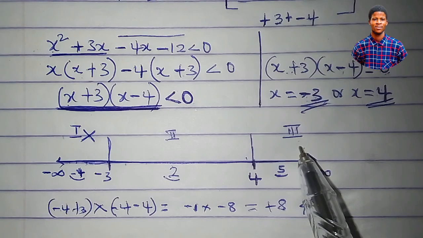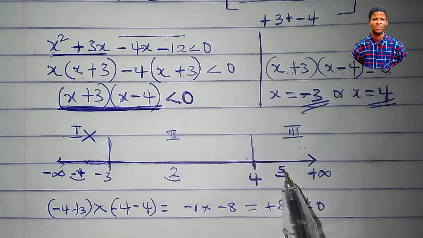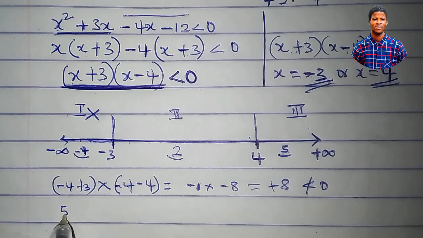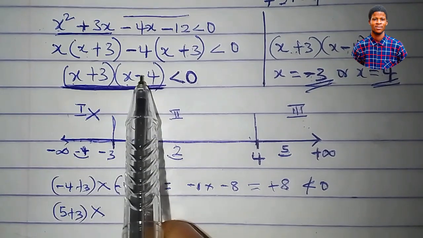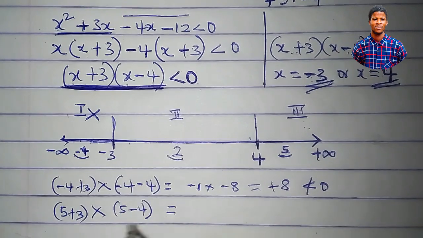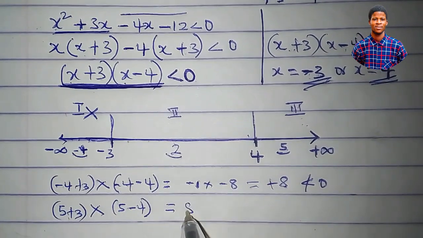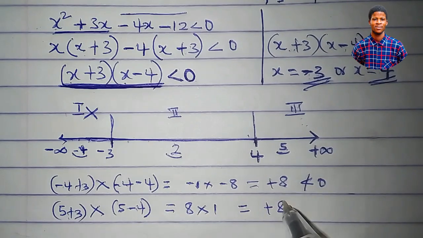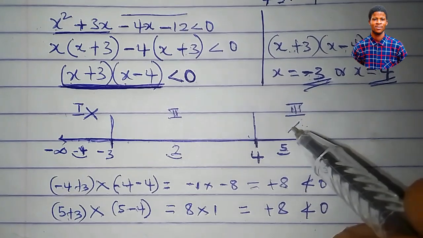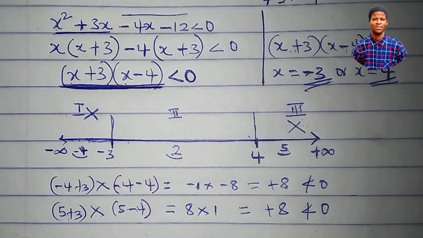Let's go to region 3. I'm using this value now, 5. This is 5 plus 3 times 5 minus 4. 5 plus 3 is 8. 5 minus 4 is 1. 8 times 1 is positive 8. This is still not less than 0. This region is automatically wrong.